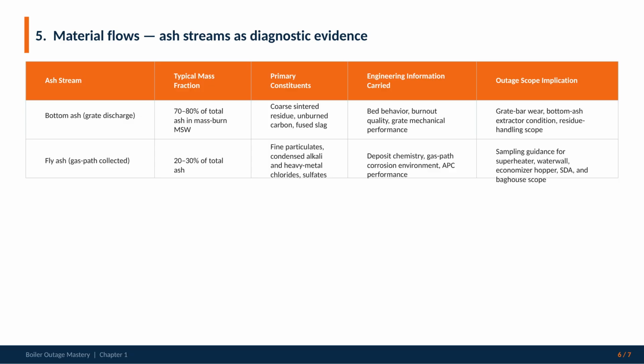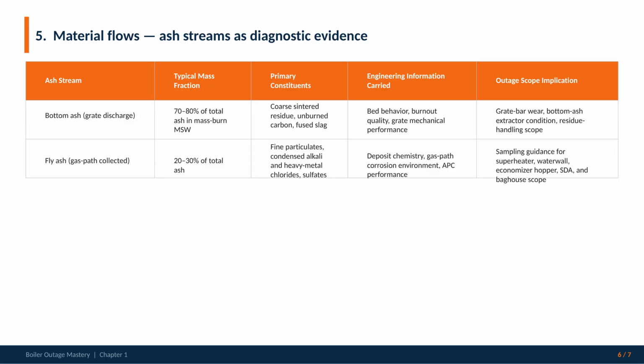Fly ash is the smaller fraction, but it is chemically more sensitive and more directly relevant to your pressure part corrosion environment. Fly ash carries the condensed alkali chlorides, the zinc and lead compounds, and the sulfate species that deposit on your superheater and water wall surfaces and drive the mechanisms we will discuss in detail in the next chapter. When you sample fly ash from the superheater hoppers and the economizer hoppers, you are reading the corrosion environment that your pressure parts have been exposed to since the last outage.